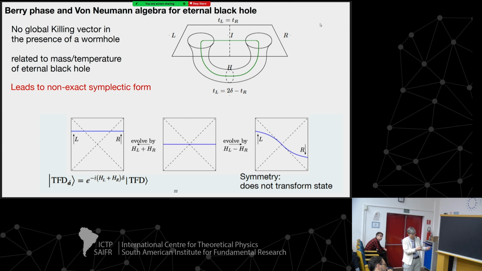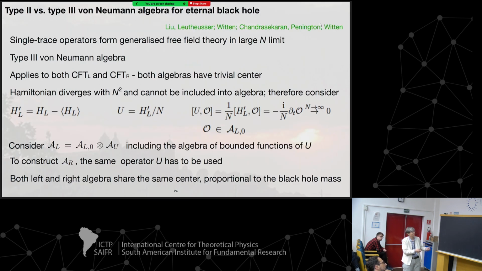And so if you phrase the same statement in this von Neumann algebra language, then what you get is that the center is shared by the two algebras, and it is proportional to the black hole mass. So you see quite a similarity between the two statements.